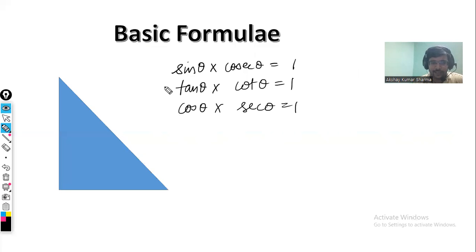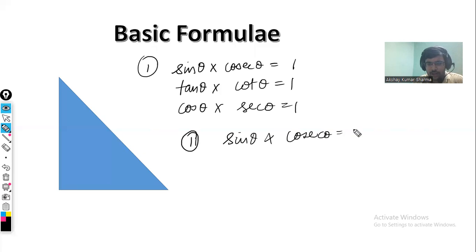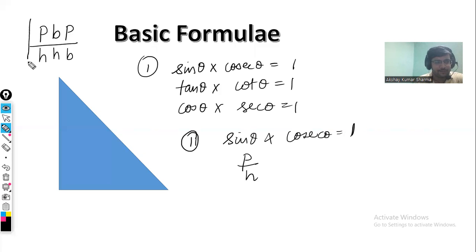What is sine theta for us? Let's quickly check the first one. Sine theta into cosec theta equals 1. We know that sine theta is perpendicular by hypotenuse. How can we remember these formulas? We have a very famous quote: Pandit Badri Prasad Har Har Bol. Can you see clearly over here?